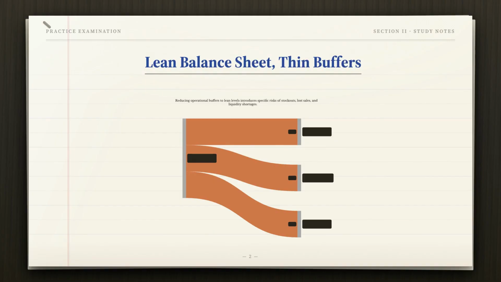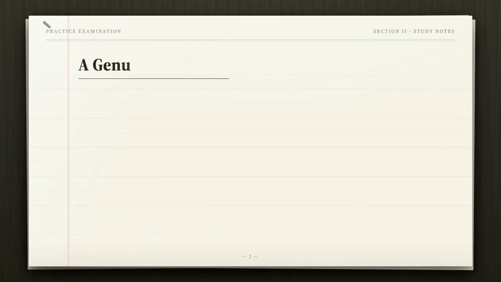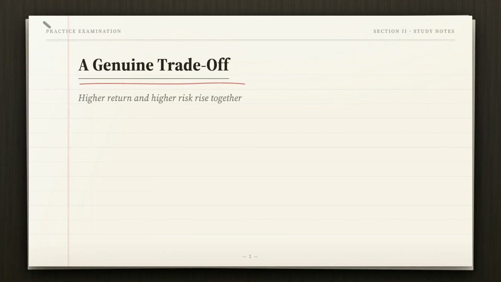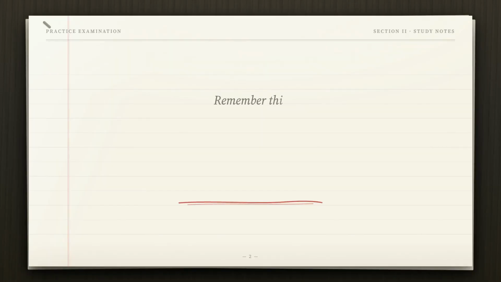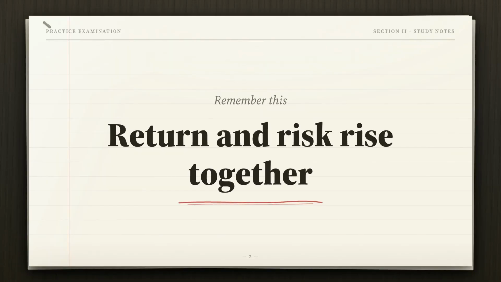Picture the balance sheet itself. Inventory, receivables, and cash all trimmed down. Each cut improves the ratios, but each one also removes a buffer that used to absorb ordinary business surprises. A restricted policy is not a free lunch. It raises expected return by shrinking the asset base, and it raises risk by removing the very buffers that base provided. Never treat the higher return as costless. A sound reading of the policy means recognizing that leaner books mean fewer safety nets when things go wrong.